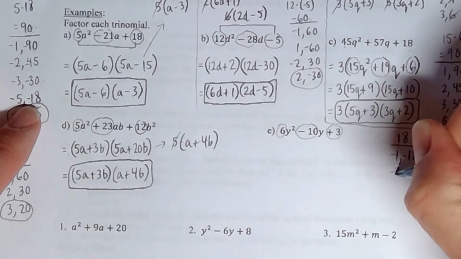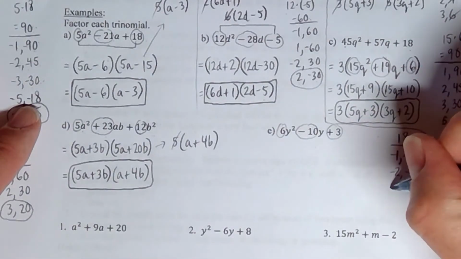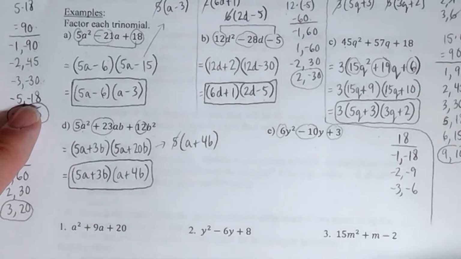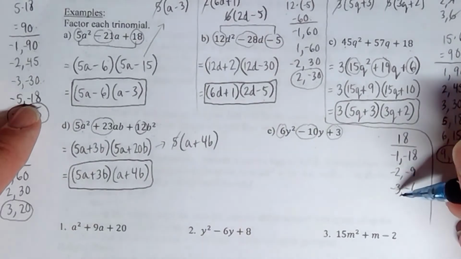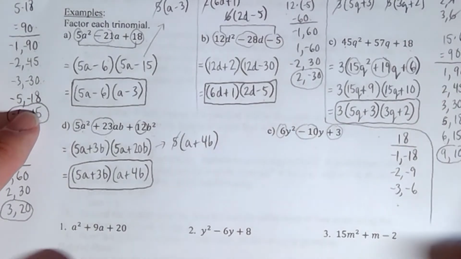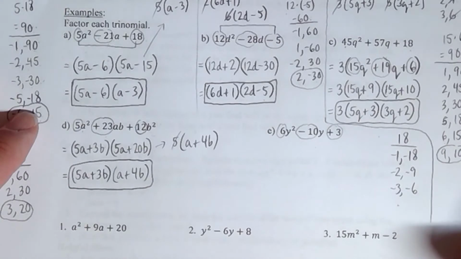The next one is negative 2 and negative 9. Still nothing adds up to negative 10. Next one is negative 3 and negative 6. Still doesn't add up to negative 10. 4 doesn't work for 18. 5 doesn't work for 18. And then the next number is already a number that we have on the other side, the 6. And so that means that this is the entire complete list. But we got a problem here. We've made the entire list and nothing works. What does that mean? Here's what it means.